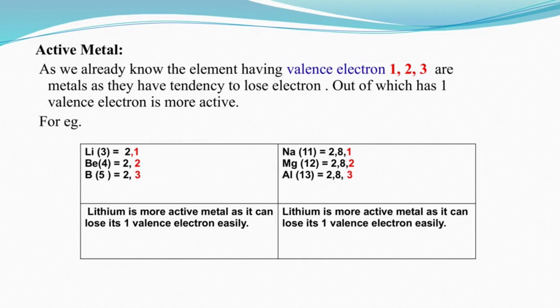Now look at the other box there. Sodium, magnesium and aluminum are given. Sodium has to lose only 1 electron from its outermost shell. All these elements have 3 shells. Sodium has to lose only 1 electron. Magnesium has to lose 2 electrons to become stable, and aluminum has to lose 3 electrons to become stable. So the chance of losing an electron easily is that of sodium. Sodium can easily lose electrons as compared to the other elements. That's why sodium is the more active metal.